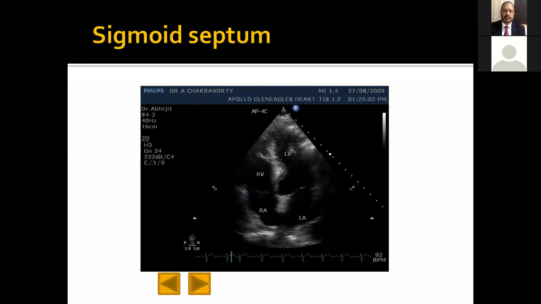This is another thing which is often confused with hypertrophic cardiomyopathy. This is a sigmoid septum. When taking the measurement, do not measure here. Try to take the measurements over here because this will give you a false diagnosis of hypertrophic cardiomyopathy.